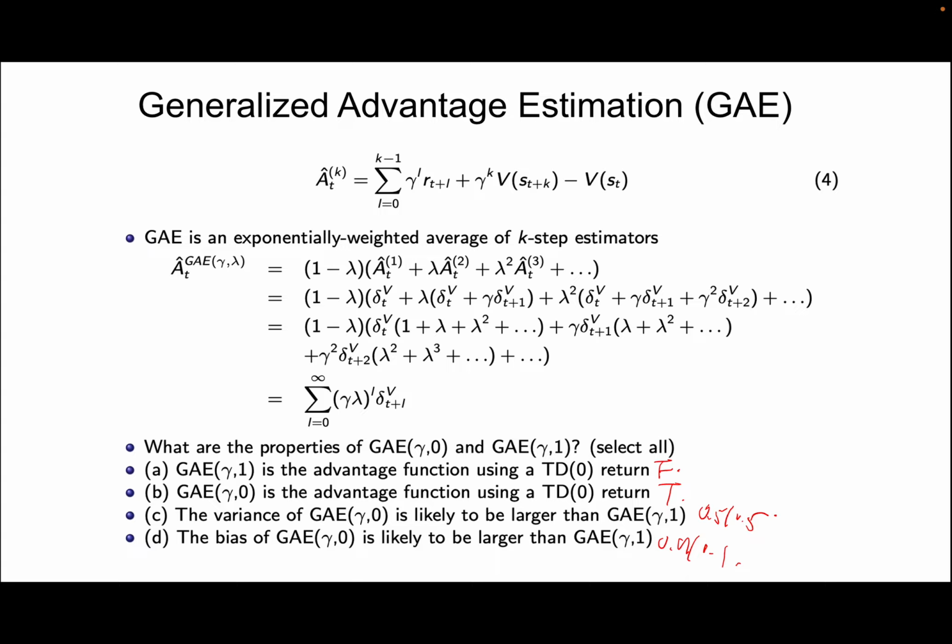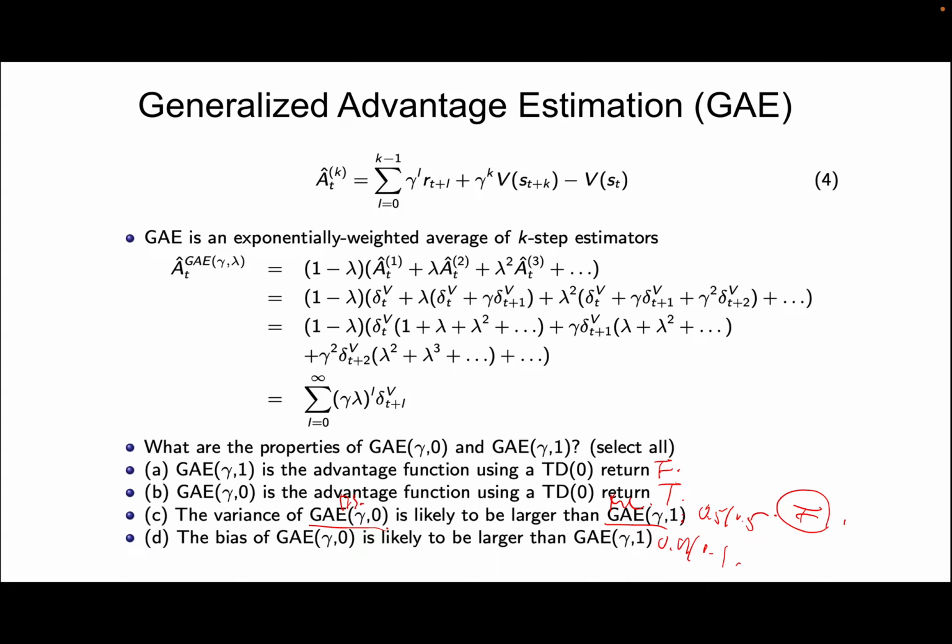This is the same as the previous question, right? This is false. And GAE gamma 0 advantage function, this is also the same as the previous question. Variance of GAE gamma 0 is likely to be larger than GAE gamma 1. GAE gamma 0, as I said, is bootstrap, and this is MC. Variance of bootstrap is likely larger than MC. This is false, right? Bootstrap has lower variance, so it is lower variance than lambda equals 1.